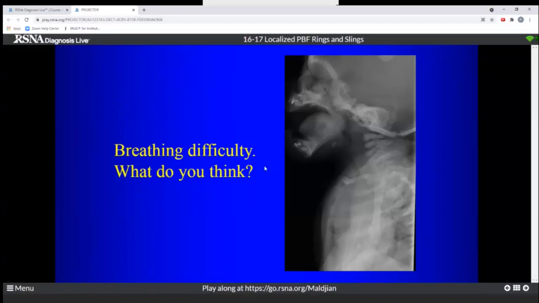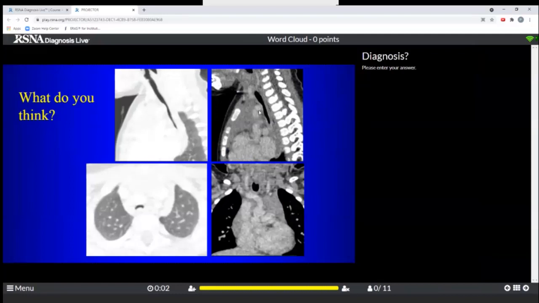Okay, so for our next case, we have a child with breathing difficulty. You can see some narrowing of the trachea, a little bit of anterior indentation there of the trachea. There's a little indentation there of the trachea there. So we see this vessel, which is causing the narrowing of the trachea and this indentation. What is our diagnosis? What do we call this?